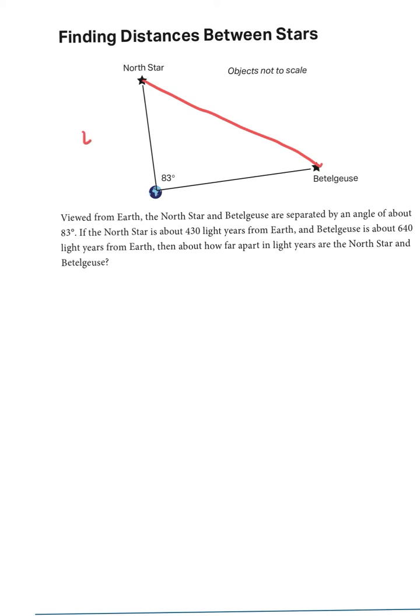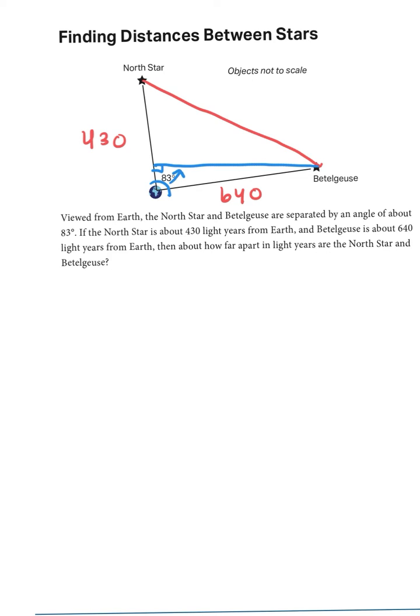We know that this is 430 and this is 640, so you might think, okay, I could just do the Pythagorean theorem and be done, right? But the thing is that this is not a 90-degree angle, so I cannot do that. But I can create auxiliary lines, so I can create an auxiliary line here, make this a 90-degree angle, and this is my angle that they give me.